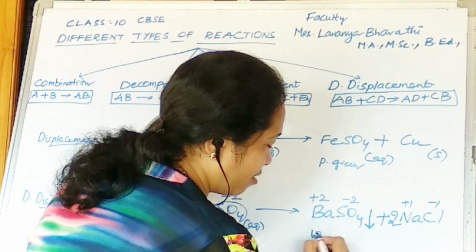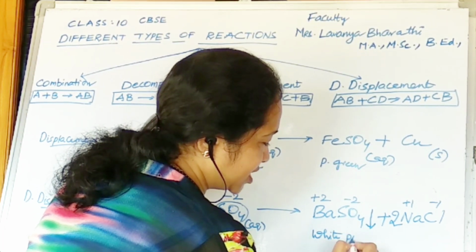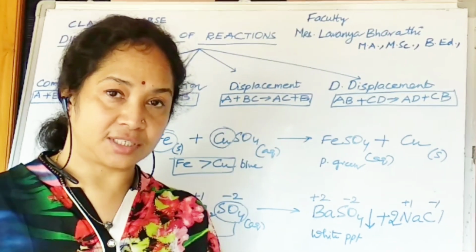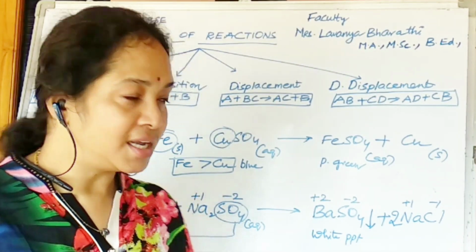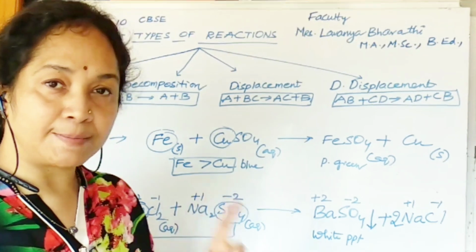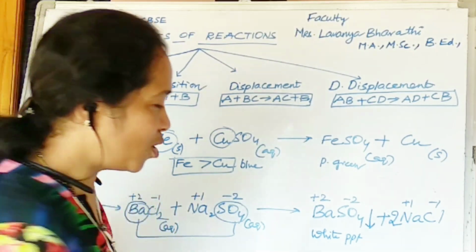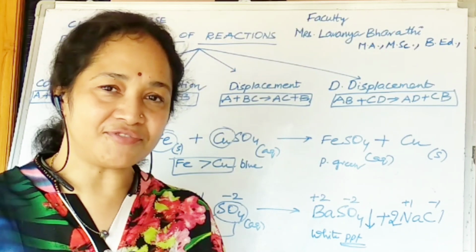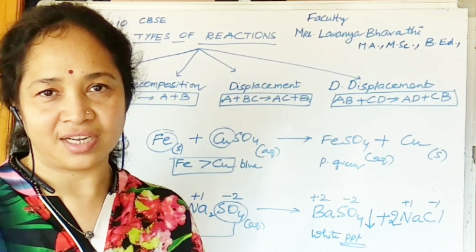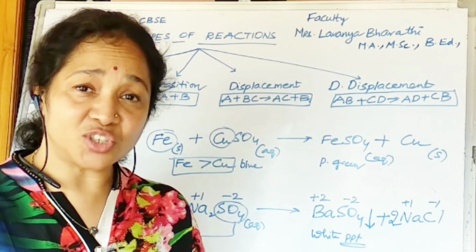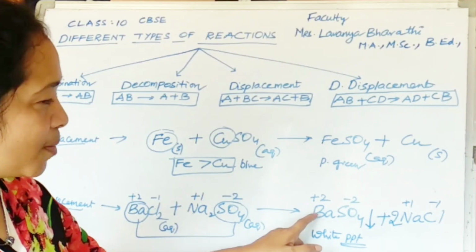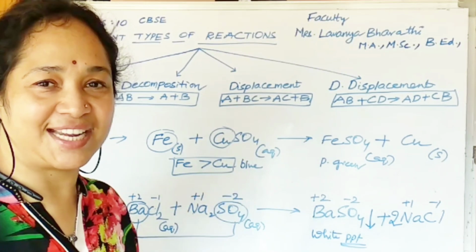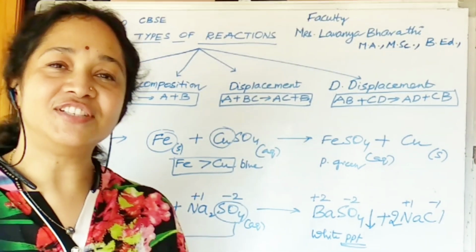obtained in the form of white precipitate. See, in the before case, I put an up arrow mark for a gaseous substance or a gas that is released. Now I put a down arrow mark to represent a precipitate. What is a precipitate? A precipitate is a substance which is left undissolved in the reagent. It is left like that. It is an insoluble substance. Okay. So barium sulfate is obtained in the form of white precipitate. So this is the example of double displacement.